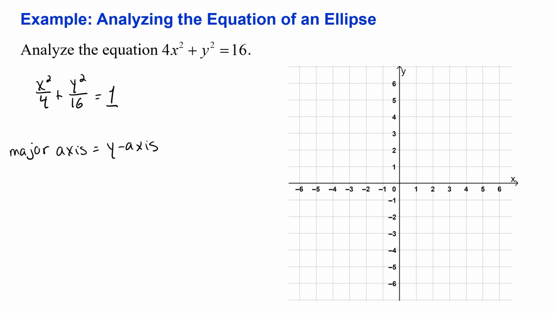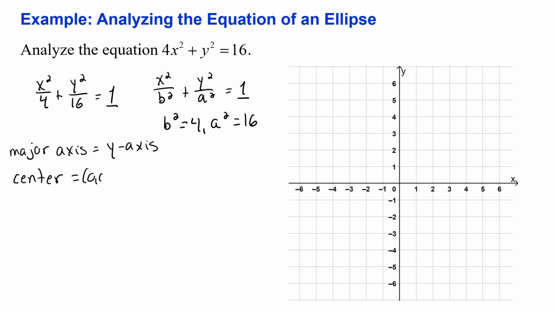So the equation is of the form x squared divided by b squared plus y squared divided by a squared equals 1, where b squared equals 4 and a squared equals 16. So the equation, again, represents an ellipse with center at the origin and the major axis being the y-axis. And recall that the vertices are a distance of a from the center along the major axis. Since the center is the origin, the vertices are at the points 0, plus or minus a, which will be 0, plus or minus 4.